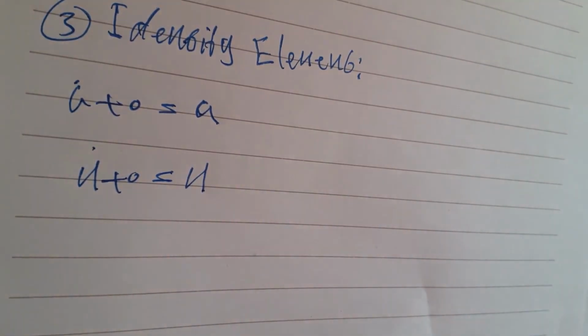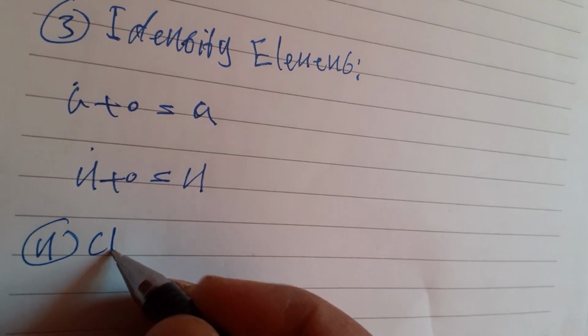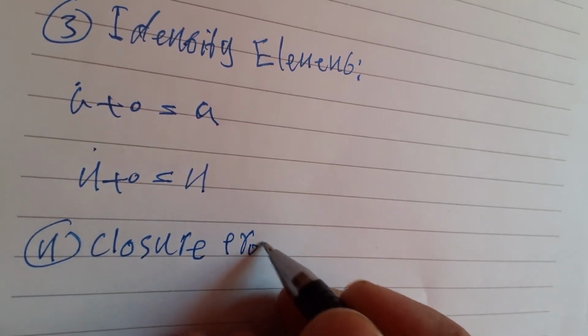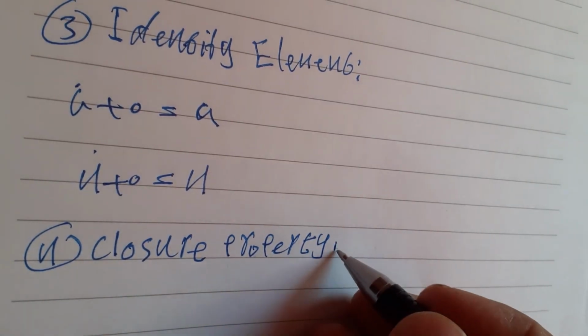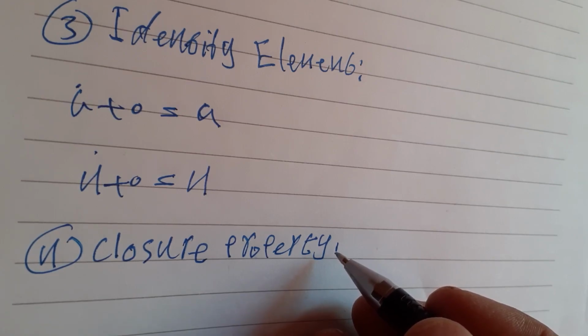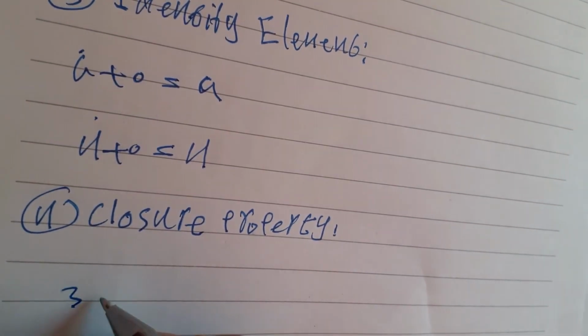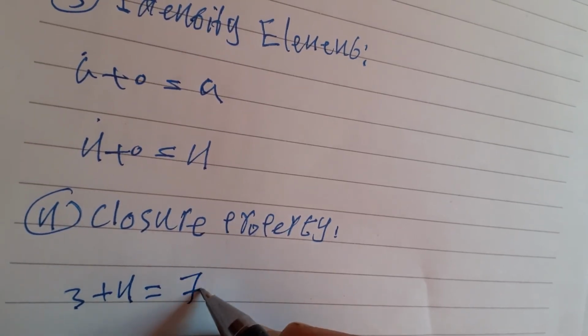Number 4, closure property of addition. The set of real numbers is closed under addition. This means that adding any two real numbers always gives another real number. For example, 3 is a real number plus 4 is a real number equals 7, which is a real number.